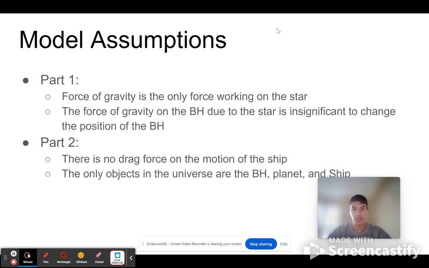And in part two, there's no drag force on the motion of the ship, and the only objects in the universe are the black hole, planet, and ship.